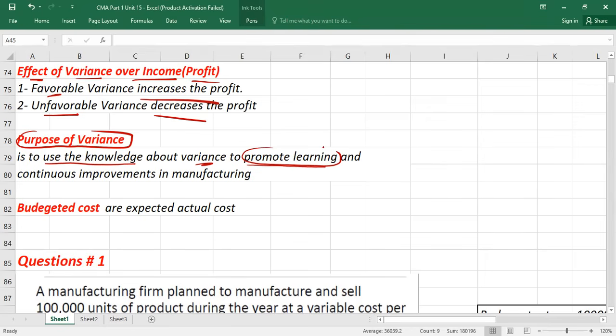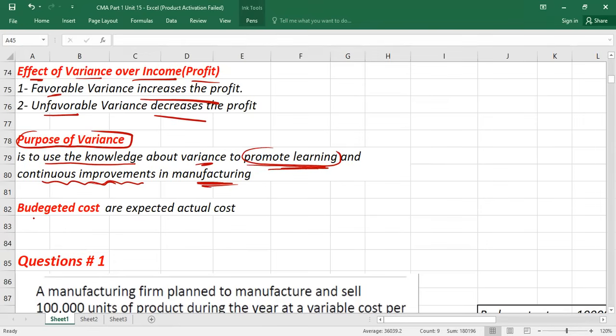So we want to bring continuous improvements in the manufacturing, and we want to learn what the reasons of unfavorable variance are, because those reasons we need to overcome. If variance is favorable, understood? So that strength we need to continue. Understood? The purpose is what? Is to promote learning and continuous improvements in the manufacturing process.